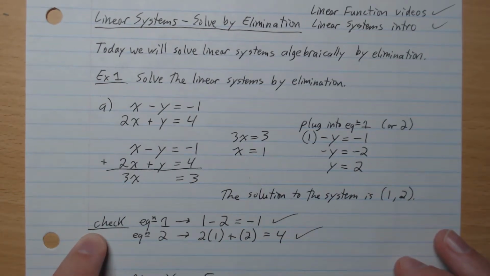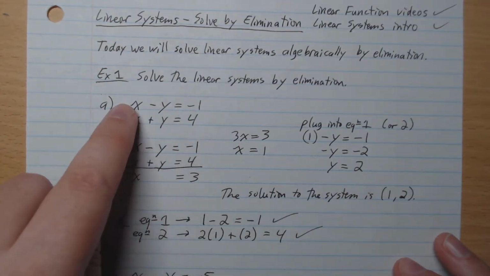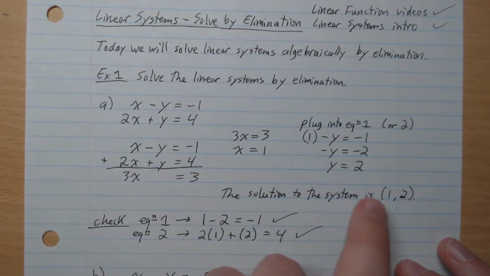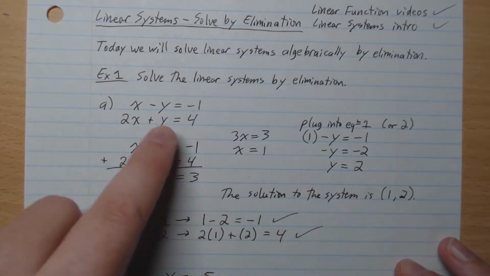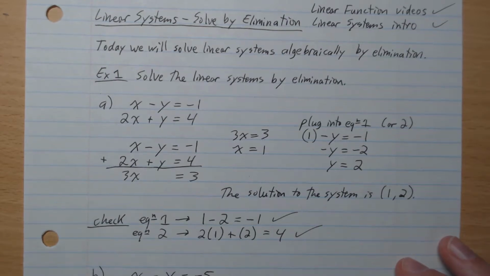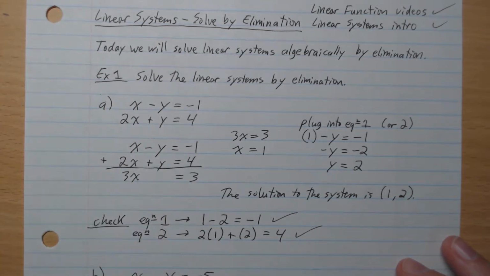And we're going to check it. Remember, a solution to the system means when you plug it into each equation, it's true for all of the equations. So if we plug it into equation 1, we get 1 minus 2 equals negative 1, which is what we're supposed to get. So equation 1, no problem. Let's look at equation 2. 2 times 1 plus 2 equals 4, and it's supposed to equal 4 if it is a solution. So that's excellent. So (1, 2) is a solution to this system, and we solved it by elimination.